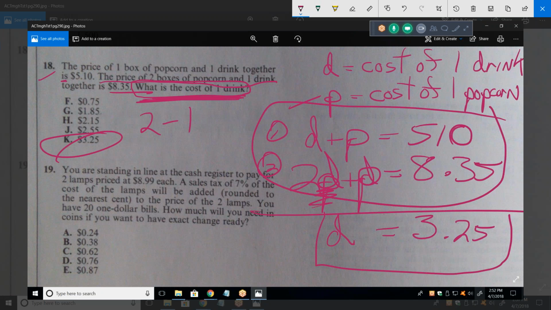Now, it could have been an equation such that I would have gotten the cost of popcorn, but it would still have been pretty easy to solve, right? If I know one box of popcorn and one drink totals $5.10, and I had figured out the box of popcorn, I would have certainly been able to figure out the cost of one drink easily. You never know which variable you're going to be able to solve for when you solve by elimination, because you kind of do it based on the equations.